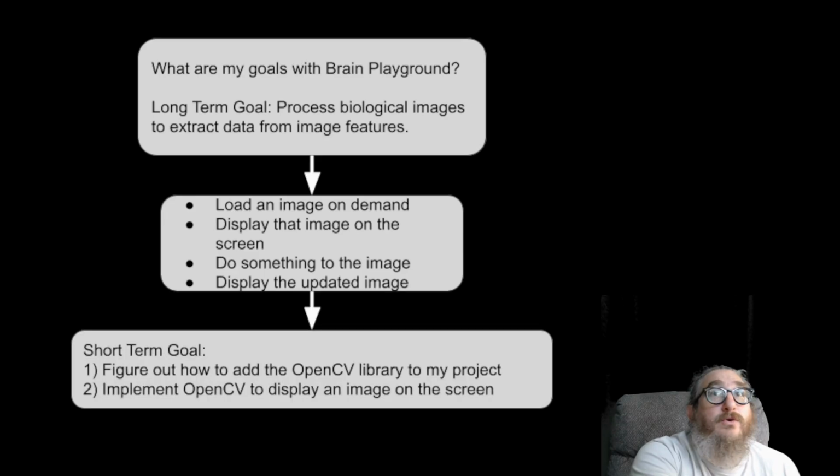Okay, so that is still a whole bunch of things to do. That's still a little too complicated for what I'm able to do. I don't know how to do all of that stuff yet. So let's start with a short-term goal. Now we're getting down to the nitty-gritty, the really actionable goals, the things that I can do. So I'm going to figure out how to add the OpenCV library to my project, and then I'm going to implement OpenCV to display an image on the screen. That's my goal. Let's see if we can make that happen.